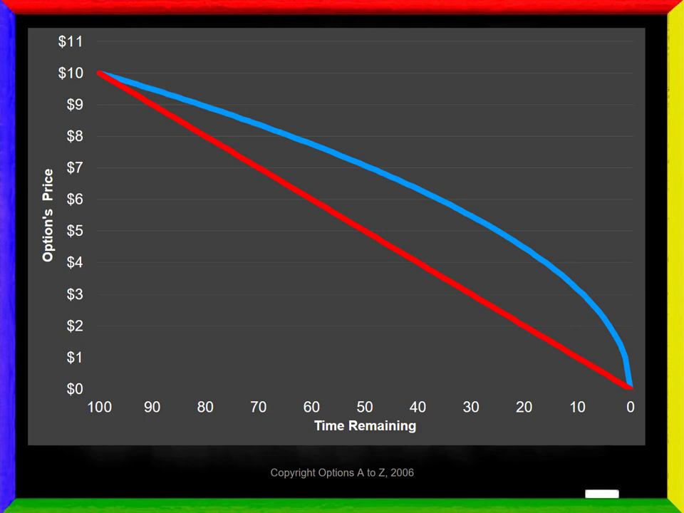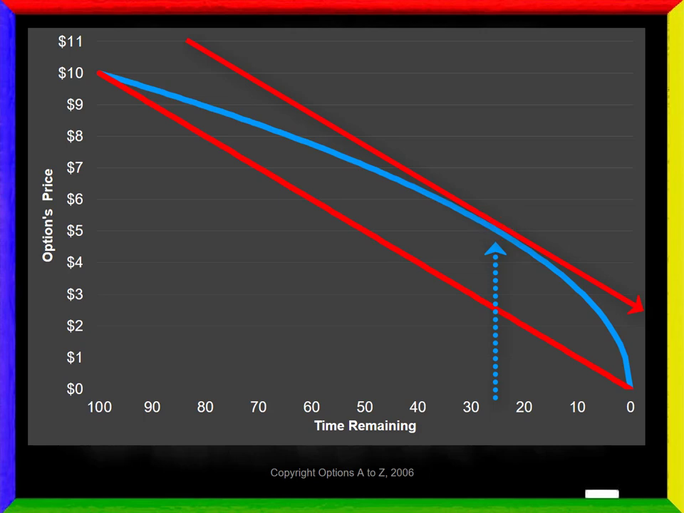Let's slide this red line out so that it just touches this blue curve, and you'll see that it meets right at the 25% mark. In other words, when 25% of the time remains, the option's rate of decay will be identical, whether priced in a linear fashion or according to the square root of time.